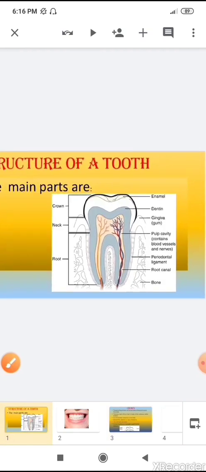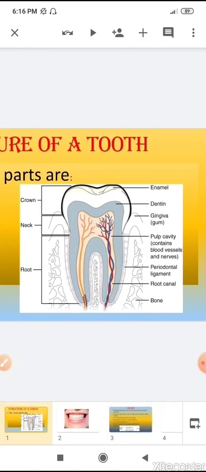So the upper layer of your crown is known as enamel, the hardest substance in the body. Then after the layer of enamel, there is another layer which is known as dentine. The main function of dentine is that it provides support to the enamel.